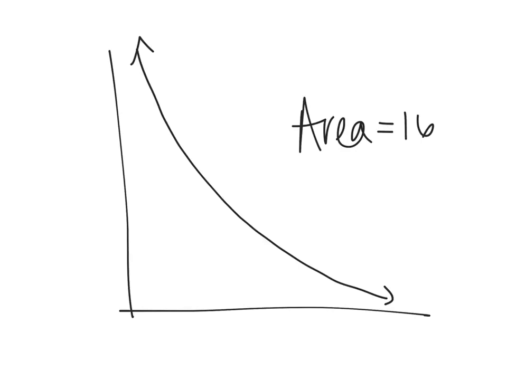If your area is still 16, what would happen if your width got really, really long? Your length would just get really, really short. But would it ever get to 0? No, as it got bigger width-wise, it would just keep getting smaller and smaller length-wise. The opposite would be true: if it got smaller width-wise, it would keep getting taller and taller to maintain that area of 16.